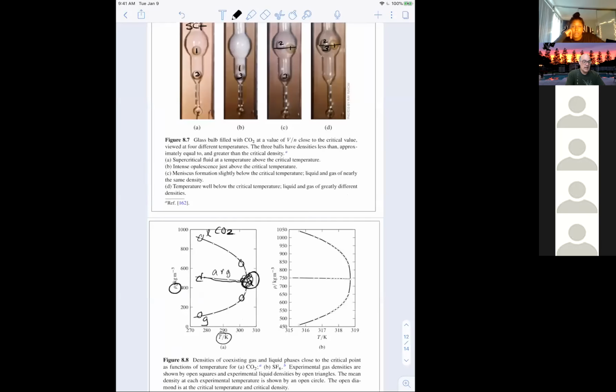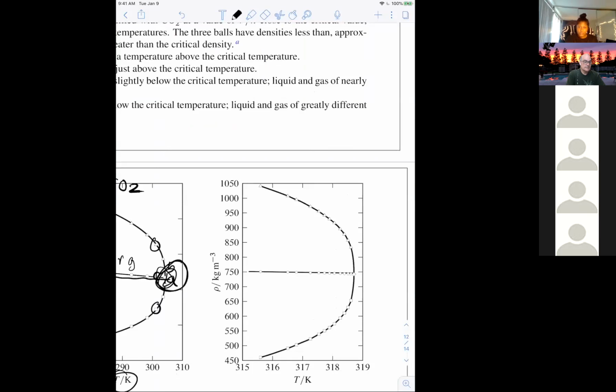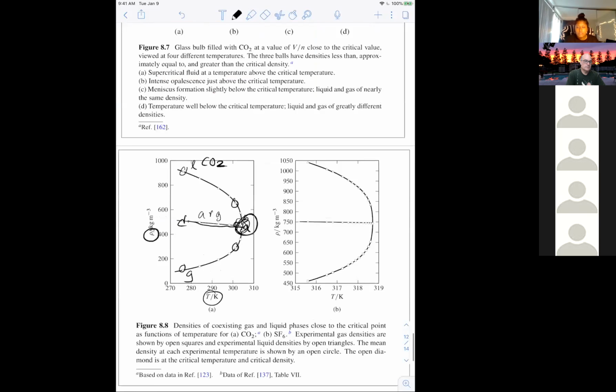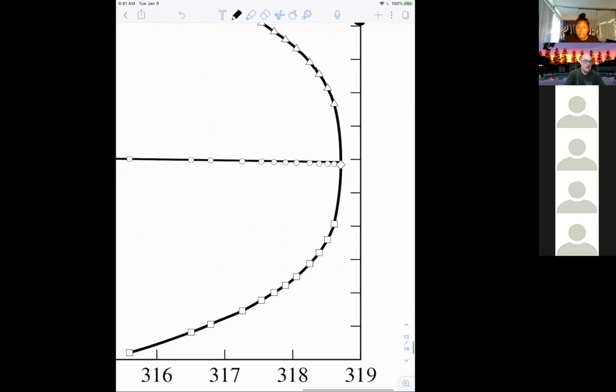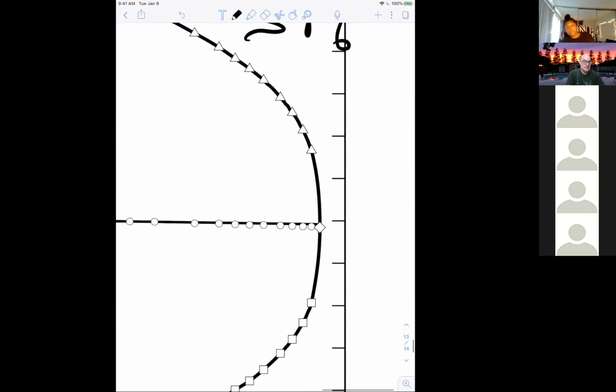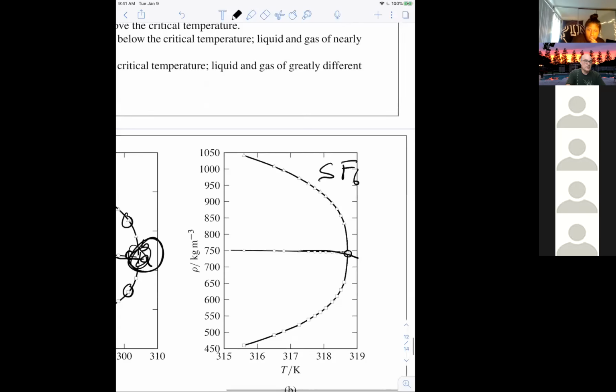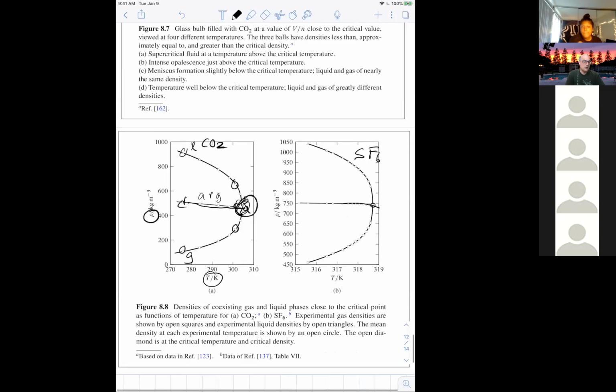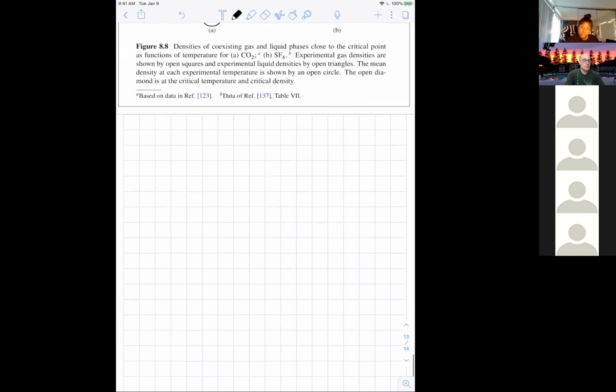Now, sometimes this is SF6. And if you really blow this up, you can see this extrapolation doesn't quite match. The solid line is a linear extrapolation, and you see this line starting to bend down, and the actual critical density is here. But it gives you a pretty good idea of figuring out what the critical density is.